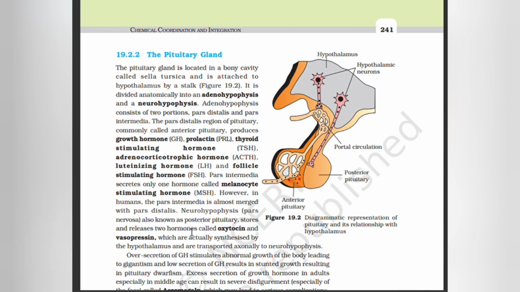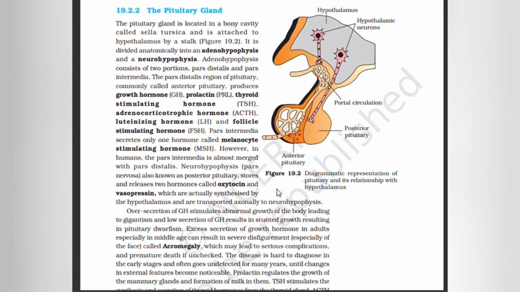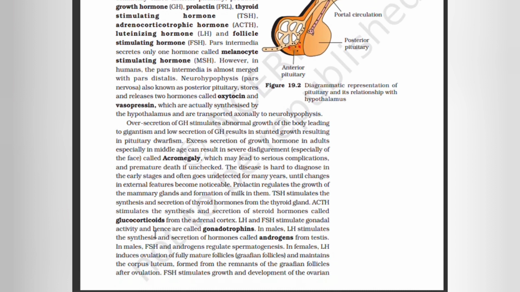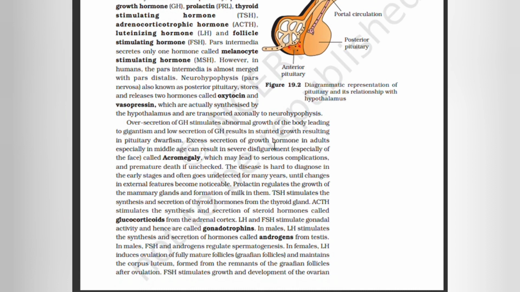Neurohypophysis, also known as the posterior pituitary, stores and releases two hormones called oxytocin and vasopressin, which are actually synthesized by the hypothalamus and are transported axonally to the neurohypophysis. Oversecretion of GH stimulates abnormal growth of the body, leading to gigantism, and low secretion of GH results in stunted growth, resulting in pituitary dwarfism.